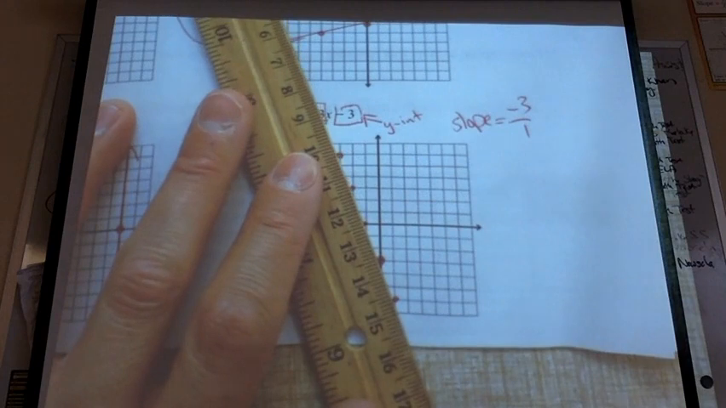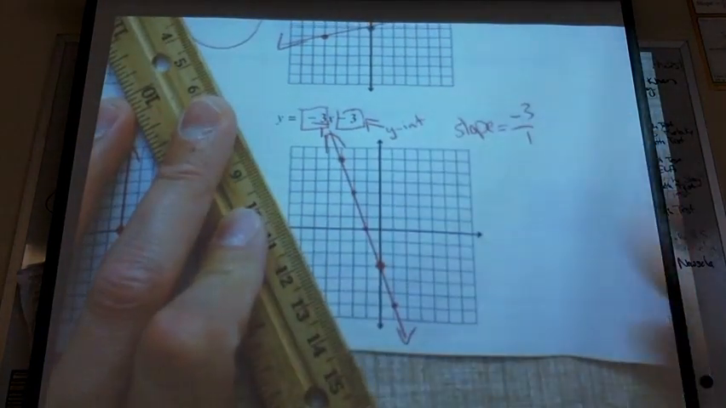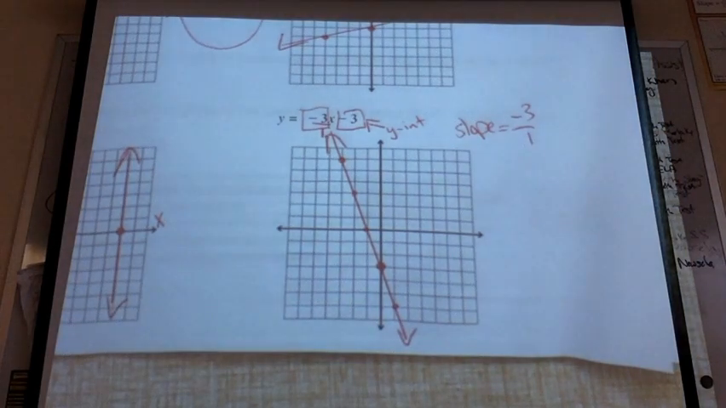So I'm going to put my line in. And there is our line. Okay, moving on to our next question. This is quite a lengthy review, but it's going to help you tremendously on the test.